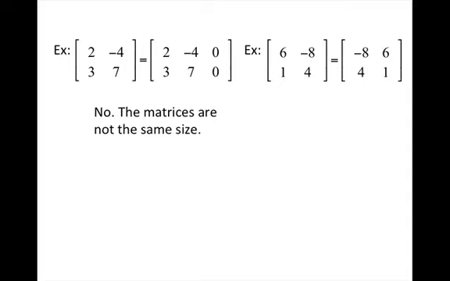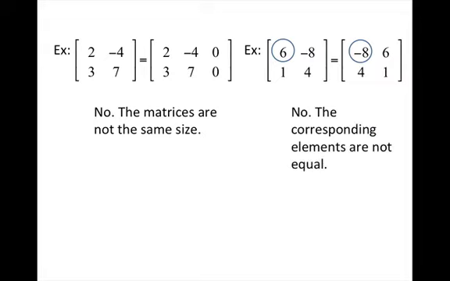Next, you look to see are corresponding elements equal. So let's look at row 1, column 1 in each matrix. In the first matrix, in row 1, column 1, I have a 6. In the second matrix, in row 1, column 1, I have a -8. So these matrices are not equal because the corresponding elements are not equal.